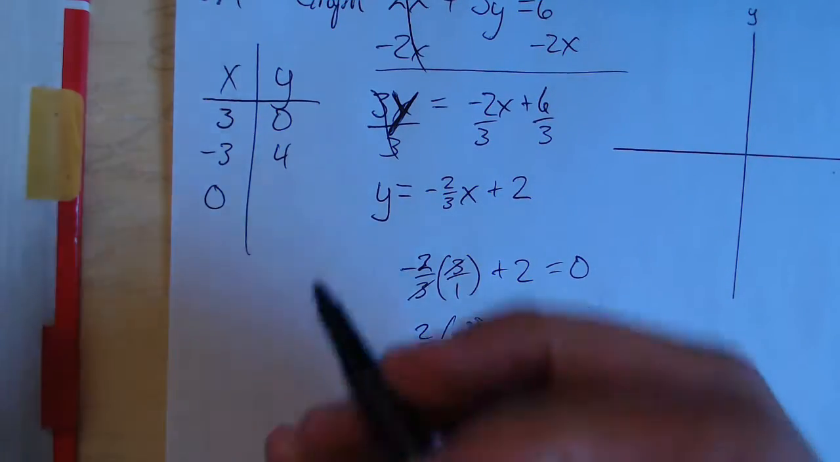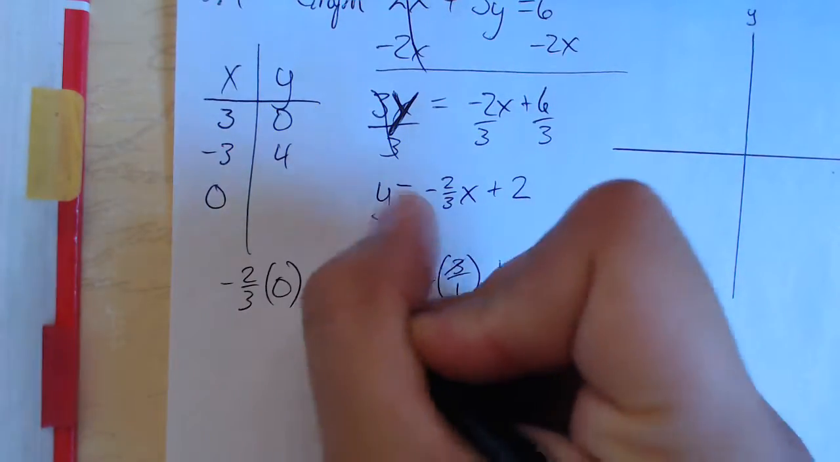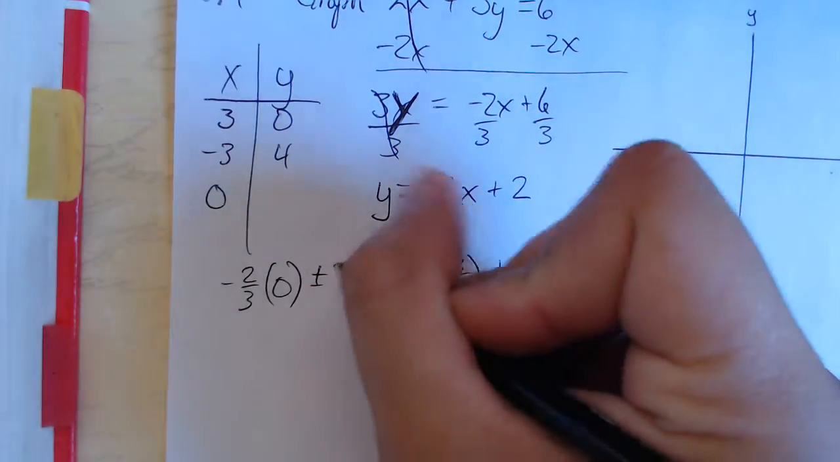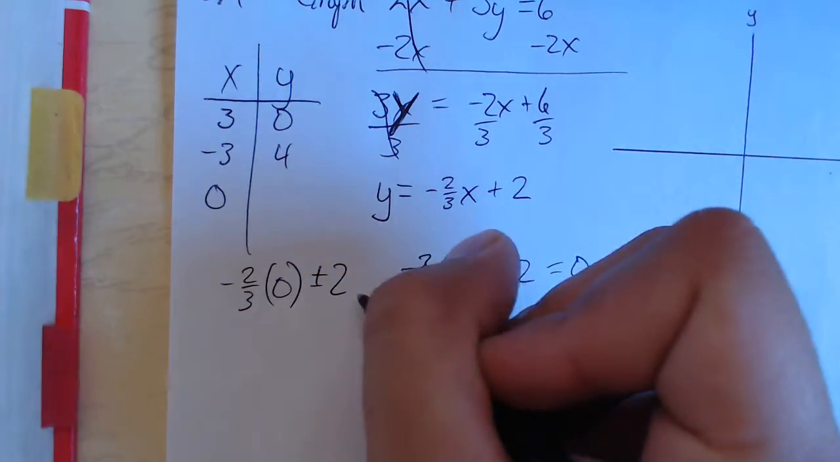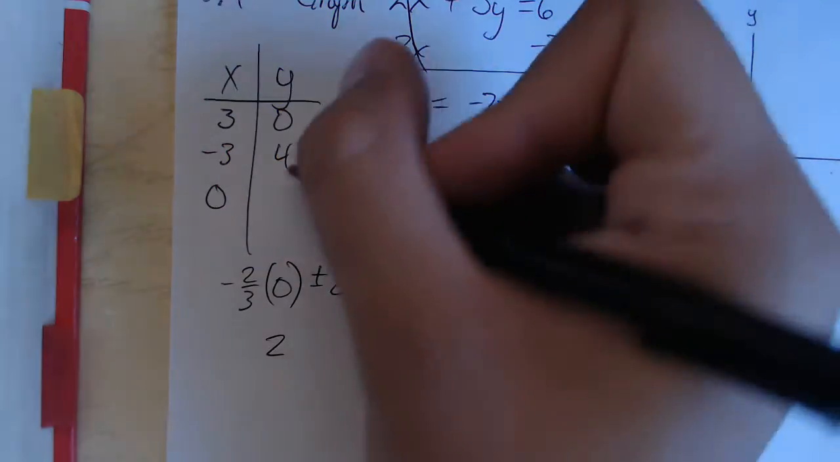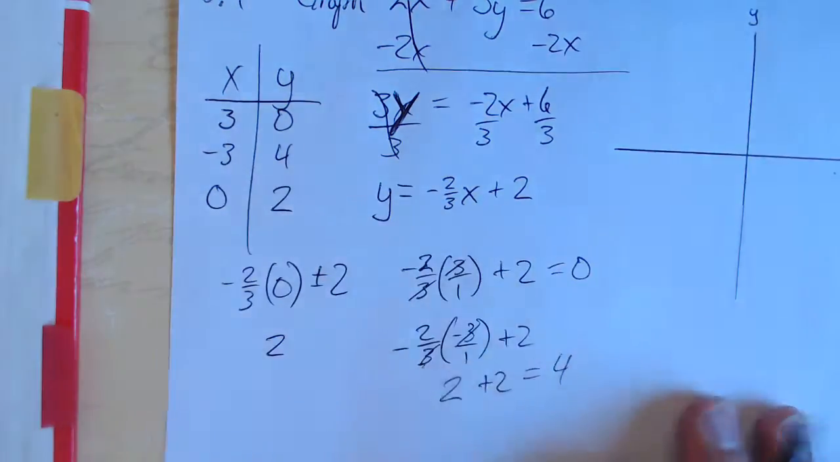Lastly, for 0, negative 2/3 times 0 plus 2. Anything times 0 is going to equal 0. 0 plus 2 is 2. So at 0, the graph will read 2. Next, all we have to do is plot these 3 points to get our line.